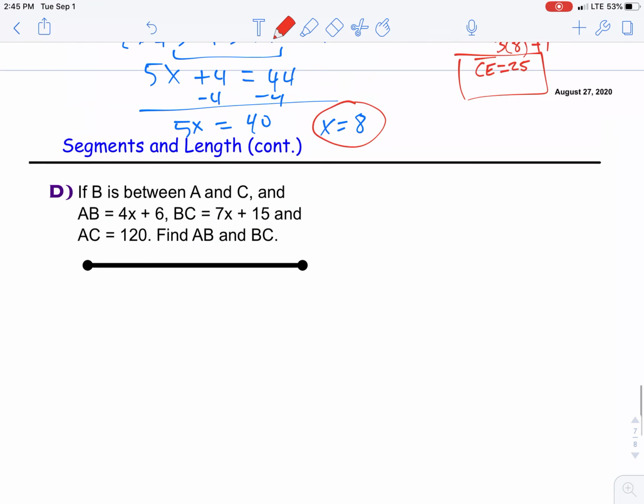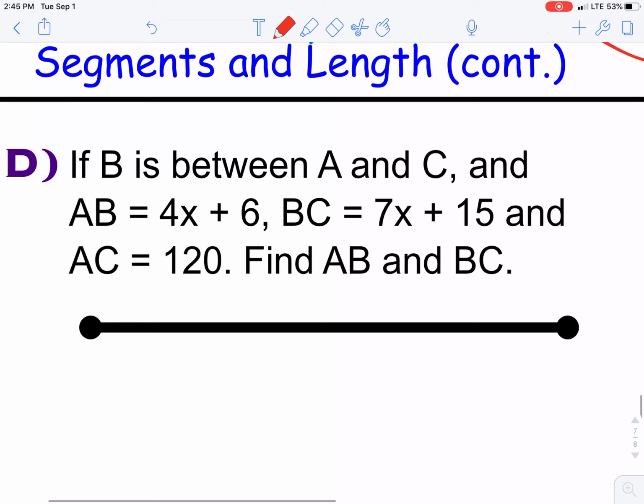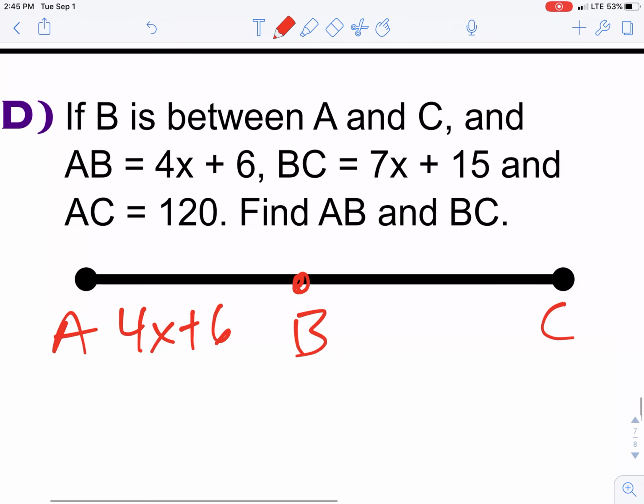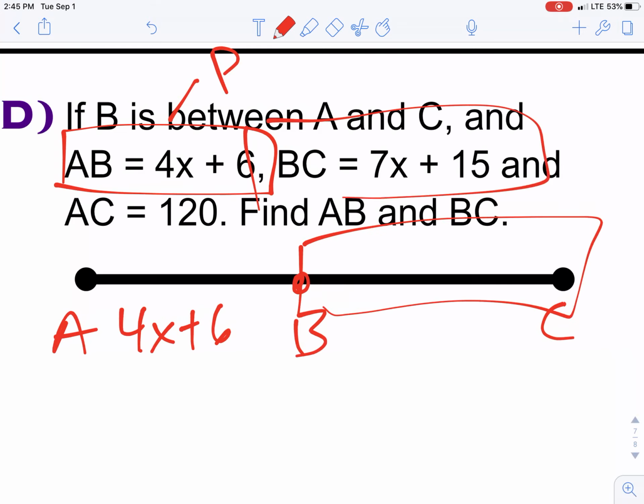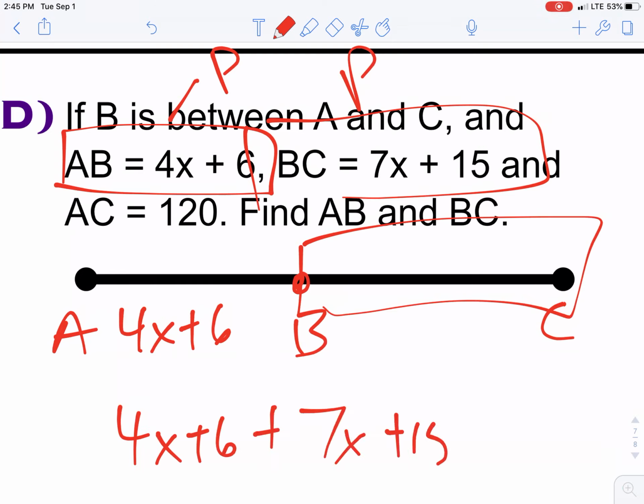All right? Last but not least, B is between A and C. AB is 4x plus 6. So when you get good at this, you're going to see, hey, that's the part. Or if you want to label before you even do it, BC is this piece. That's the other part. So I know I'm going to do 4x plus 6 plus the other part, 7x plus 15, equals the whole of 120. Combine like terms, 7 and 4 make 11. 6 and 15 make 21, equals 120.